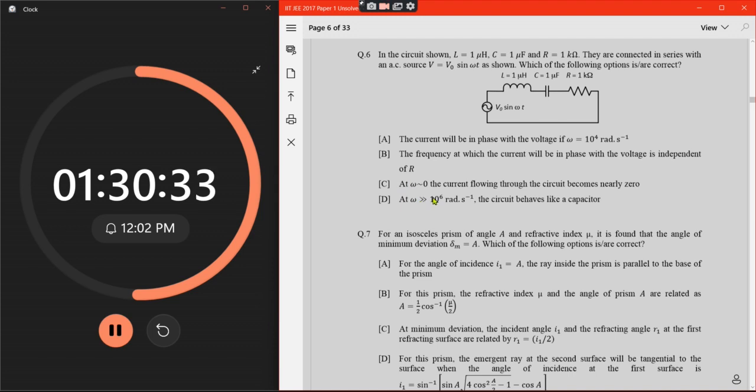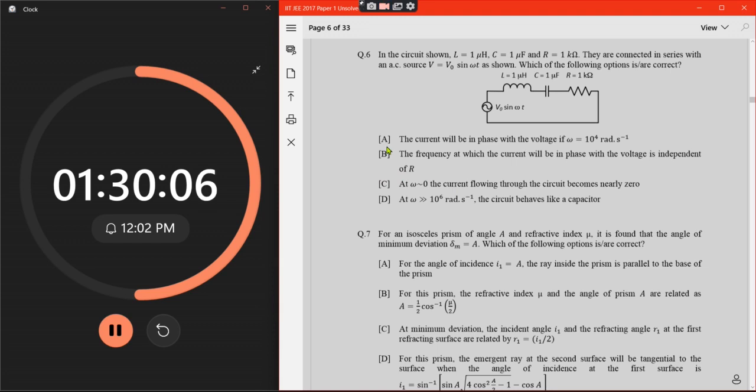Omega much bigger than 10 power 6, the circuit behaves like a capacitor. Much bigger. No, it becomes like an inductor because of 1 upon C omega, right? That factor will decrease when omega becomes bigger, right? Okay. Yeah, it's going to become less, and that's why. No, it becomes like an inductor actually. So C is correct. D is correct. That's it. The answer is B and C.